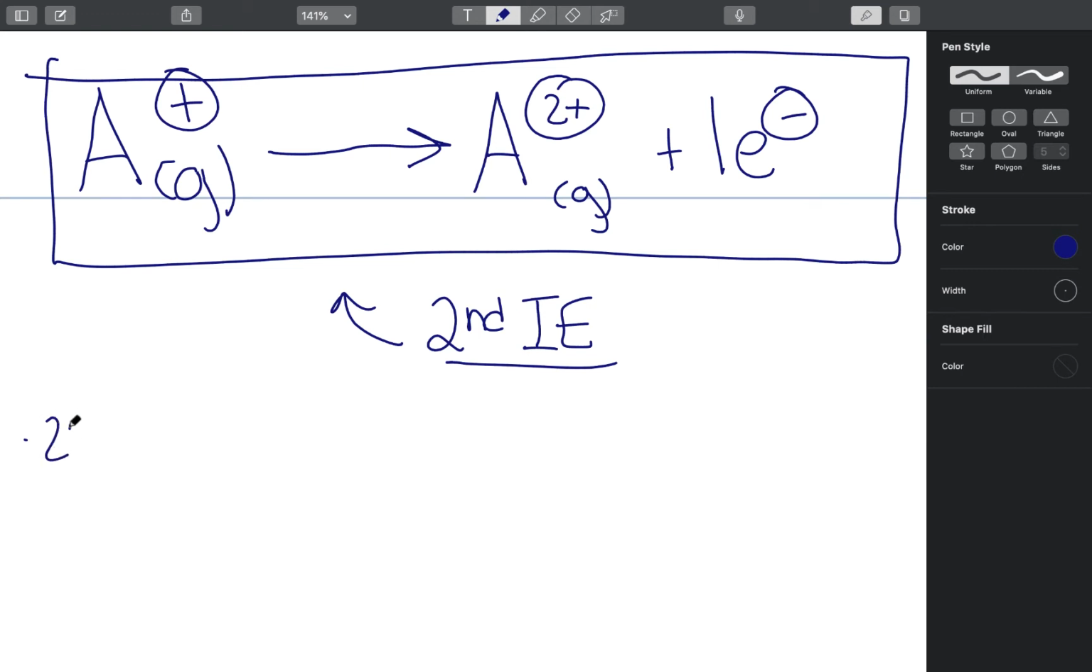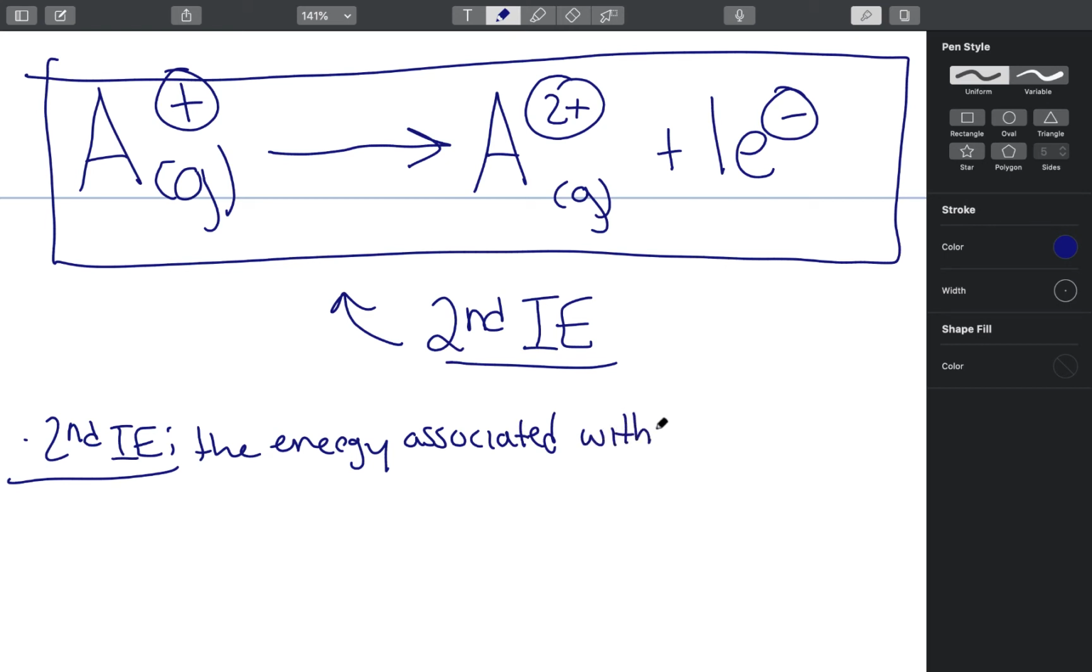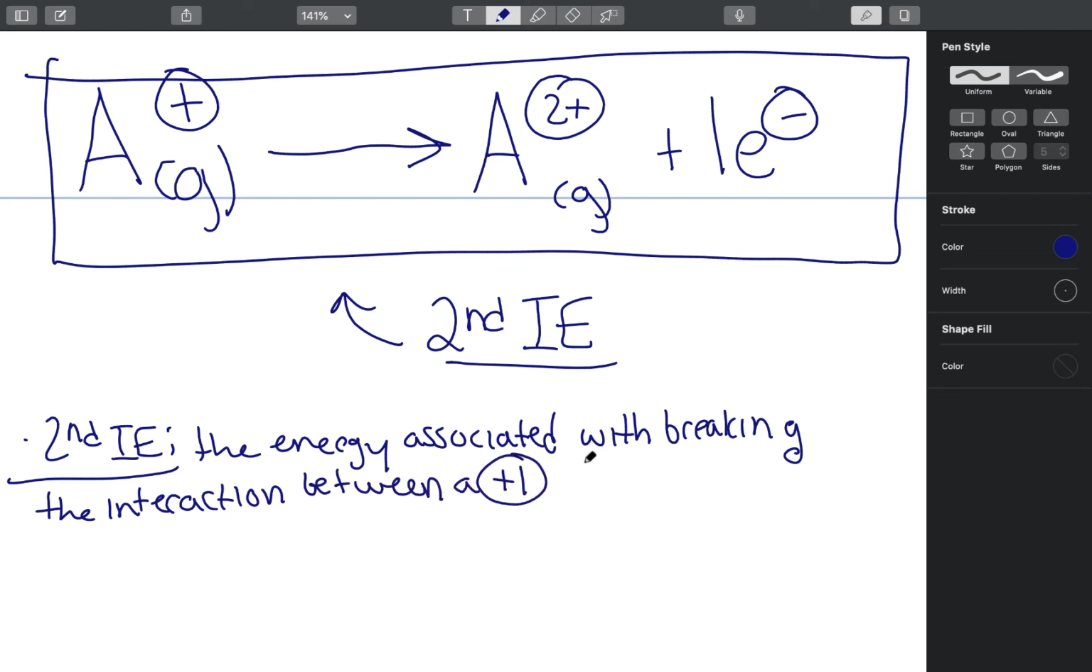So second ionization energy is the energy associated with breaking the interaction between a +1 cation and its electron.